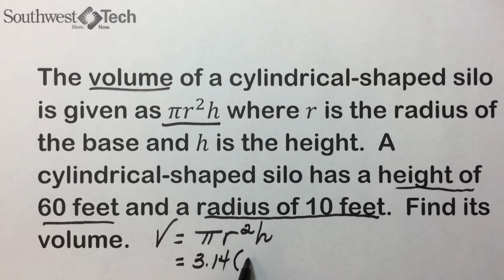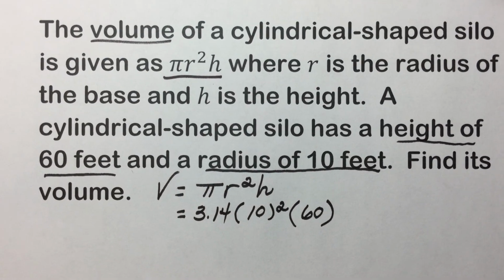Radius given here is the 10 feet, quantity squared, times the height, which is 60 feet. It should be noted that both of these dimensions are in the same unit. They're both in feet. Feet squared times feet will give us cubic feet, recognized as a volume, so we're in good shape with our units. And then, order of operations, we would square first and then do our multiplication.